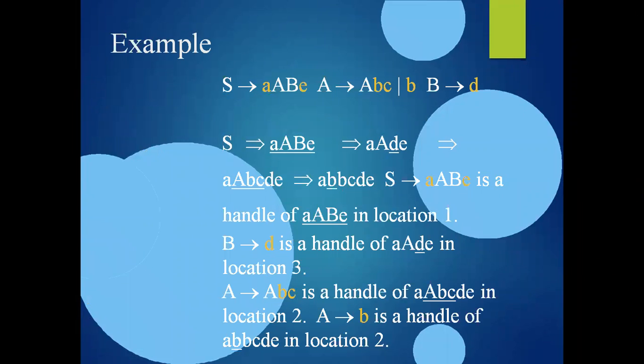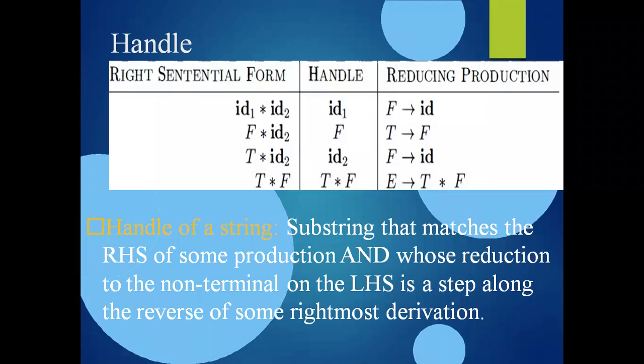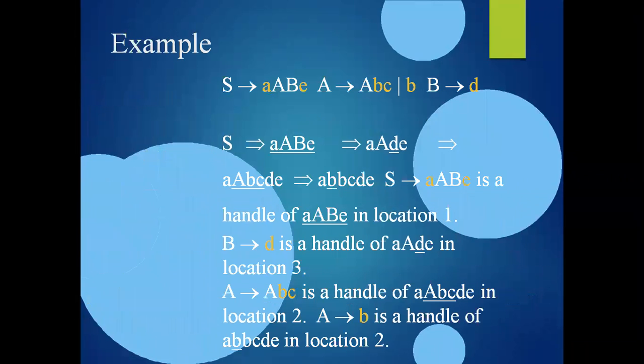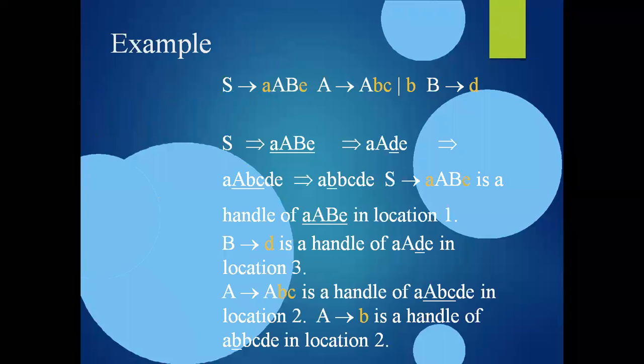And see example number 2. In example number 1 we showed the table representation, but here we are directly writing it using terms like location 1, location 2, location 3. All of you note down this example. The example is S tends to AABE, A tends to ABC or B, B tends to D.